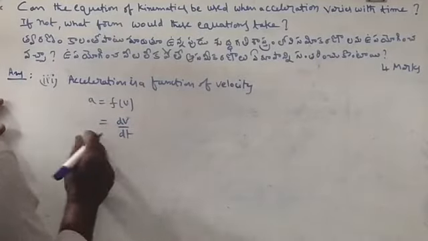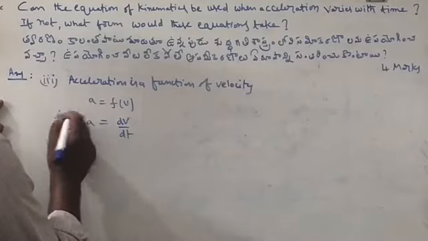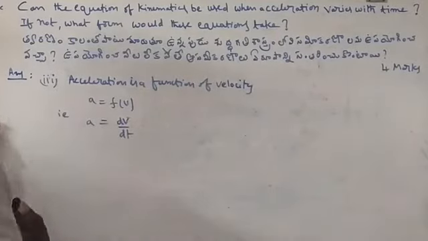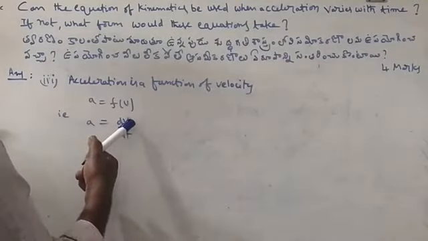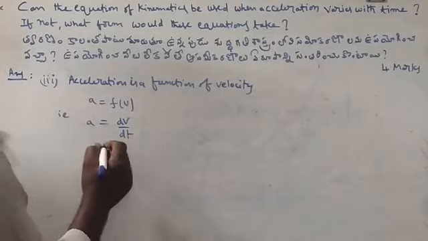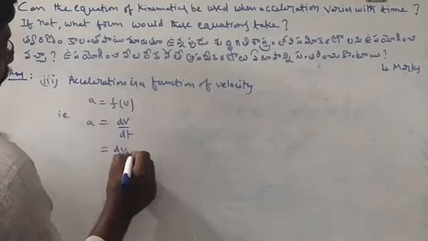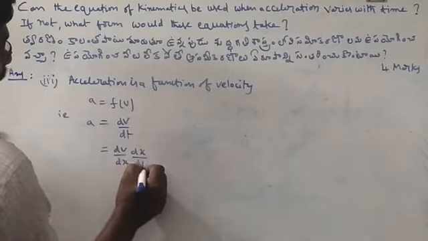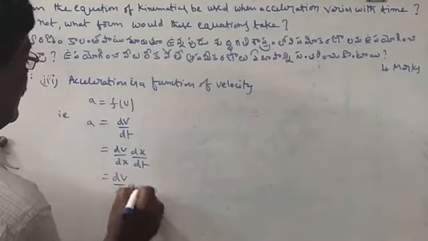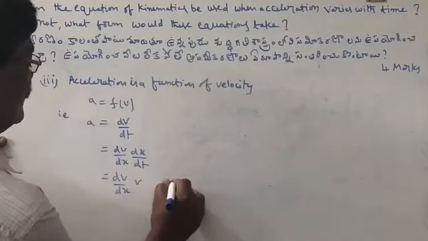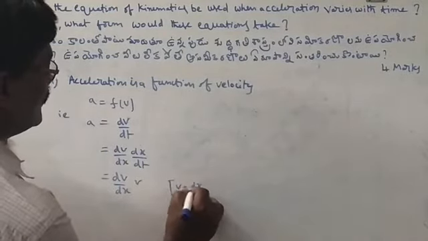Same as the second case, acceleration is equal to rate of change of velocity. Rate of change of velocity is called acceleration. That is equal to dv by dx into dx by dt, where velocity is equal to rate of change of displacement.